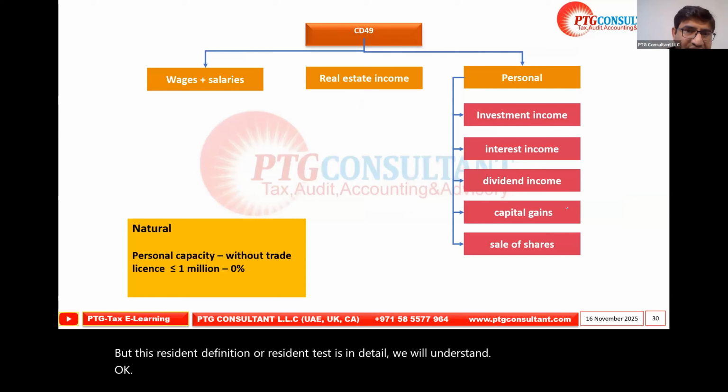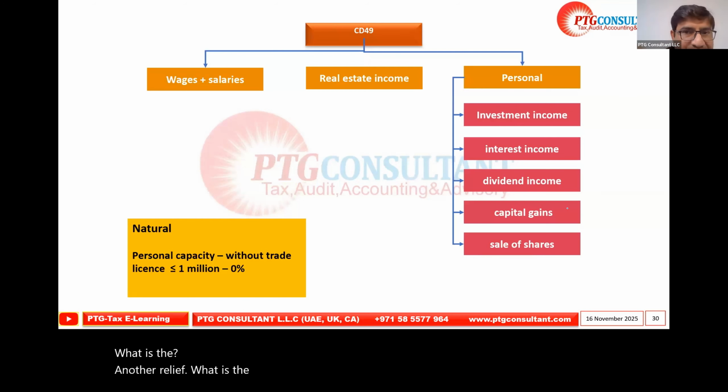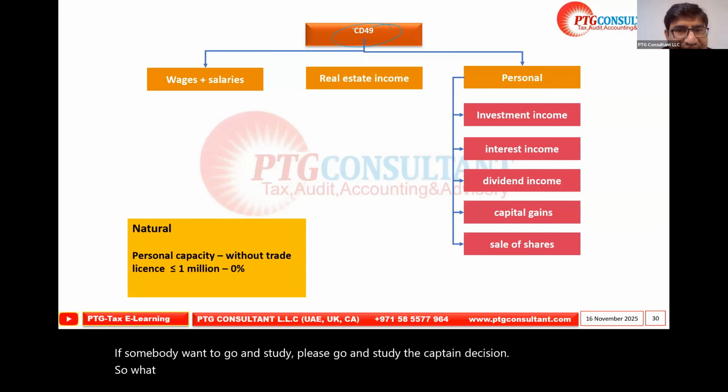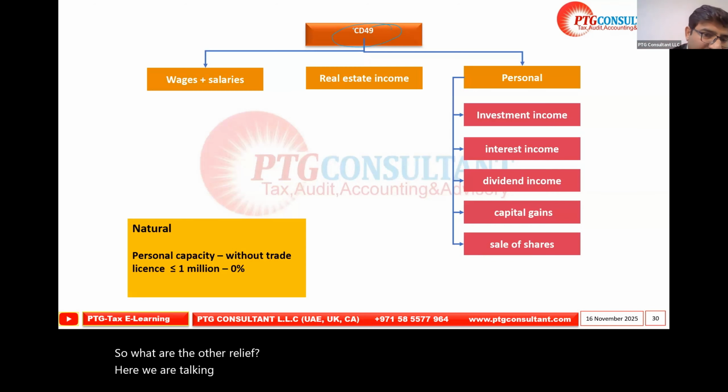What is the next relief? Cabinet decision 49. If somebody wants to study, please go and study the cabinet decision. So what are the other reliefs? Here we are talking about the natural person.